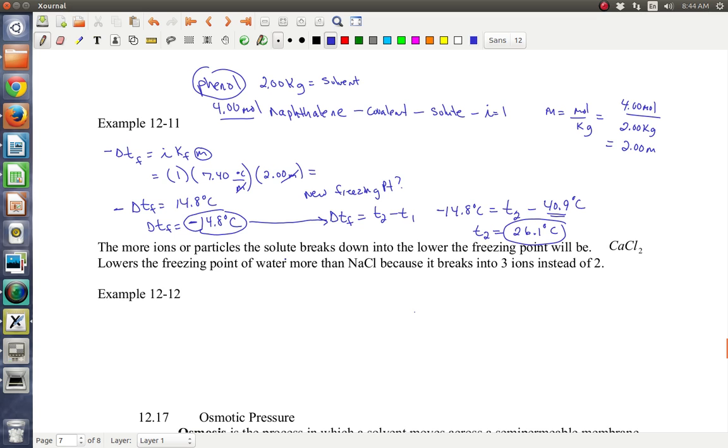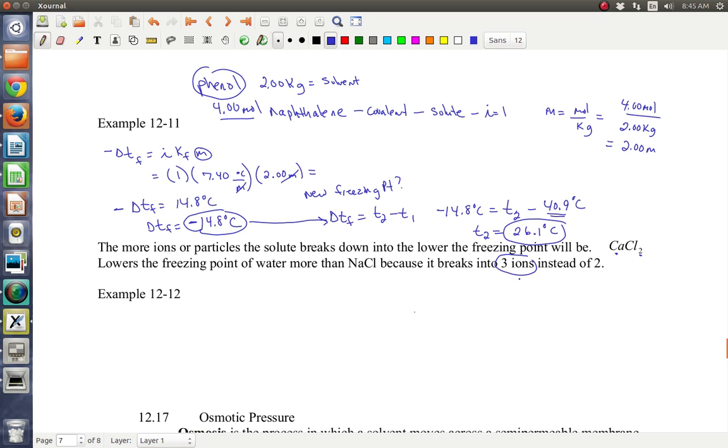All right, the more ions or particles the solute breaks down into, the lower the freezing point will be. Calcium chloride lowers the freezing point more than sodium chloride because it breaks into 3 ions. See, 1 and then 2 more. So 1 calcium, 2 chlorines.